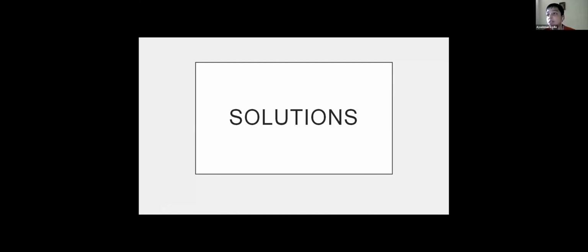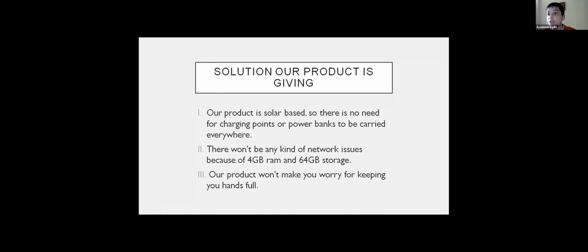Solutions to this problem that our product is bringing. Our product is solar based, so there is no need for charging points or power banks to be carried everywhere. There won't be any kind of network issues because of 4GB RAM and 64GB storage, and our product won't make you worry about keeping your hands full.